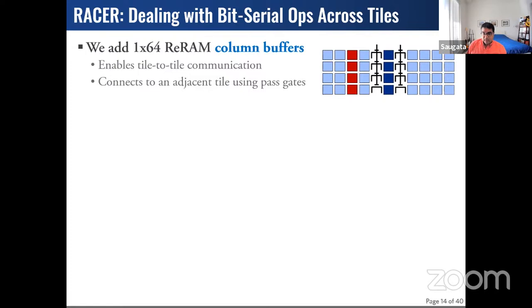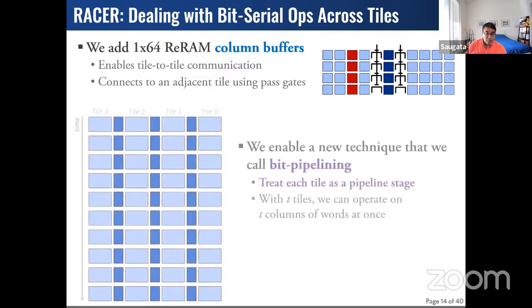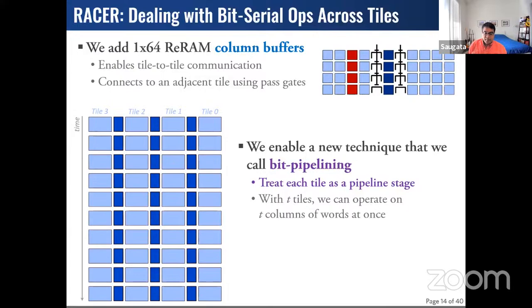This technique allows us to have our communication, but it also provides a new opportunity for pipelining. And this is the second key innovation that we have in RACER, this concept of bit pipelining. Before, we've thought about pipelining across operations, across words. But in RACER, let's say we have this tile over here, tile zero. This diagram is showing you the same four tiles and how their operations are changing over time, going down.